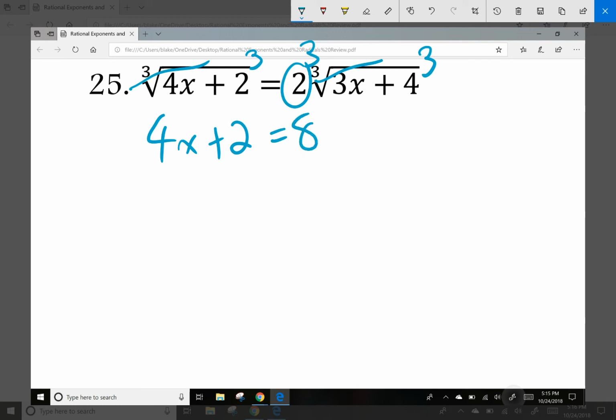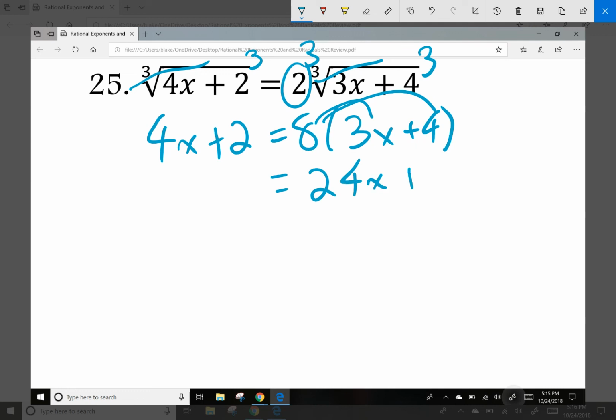And then the stuff in the radical just doesn't have a radical anymore. It's just 3x plus 4, but no more radical. All right, but put in parentheses, though, because 3x plus 4 do go together. They belong kind of as one unit. All right, so at this point in the problem, you just distribute, combine like terms, and move on. So 8 times 3x is going to be 24x. 8 times 4 is 32.